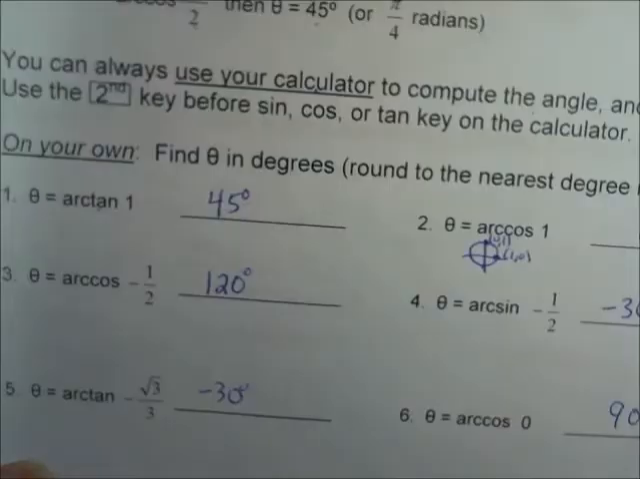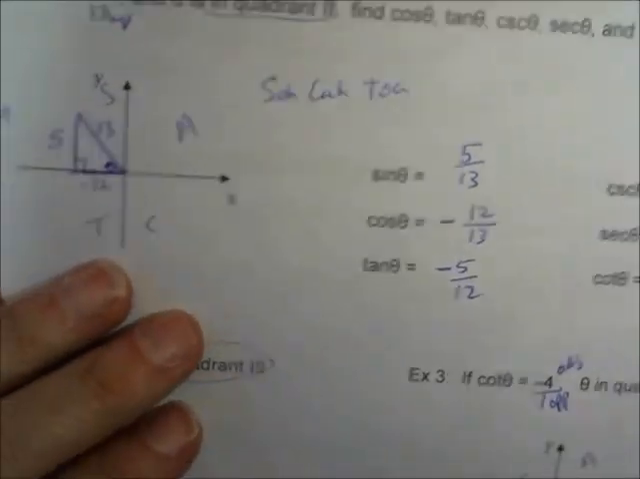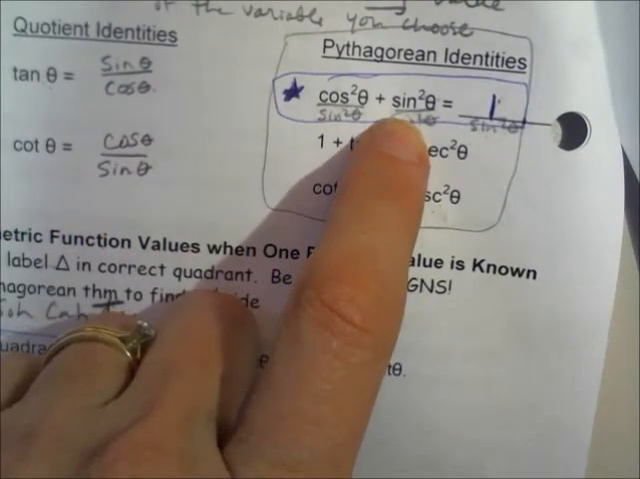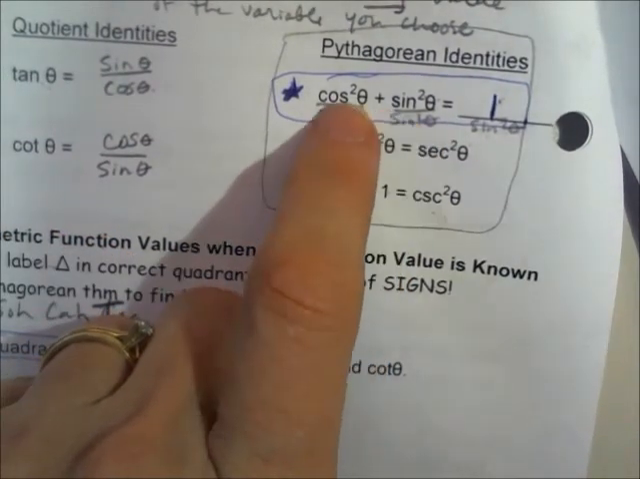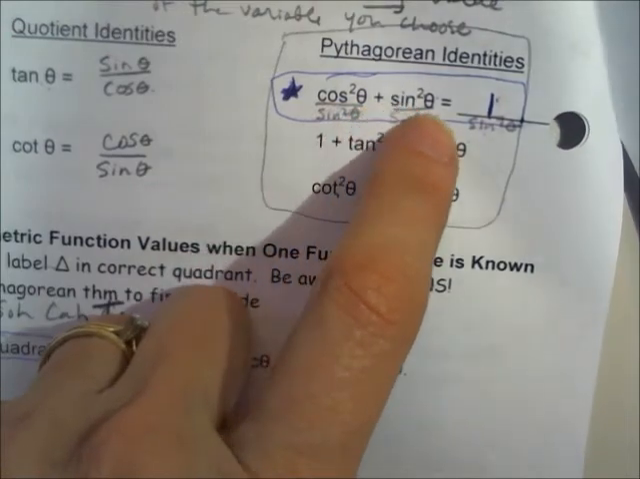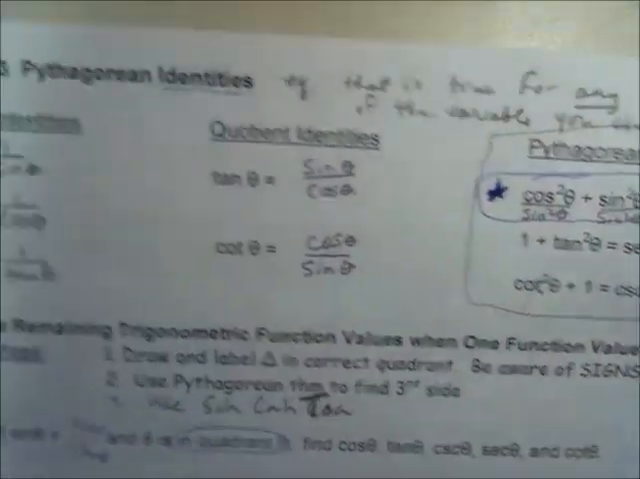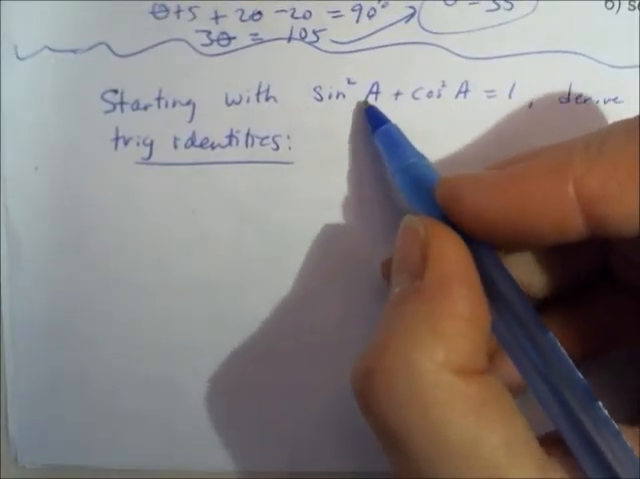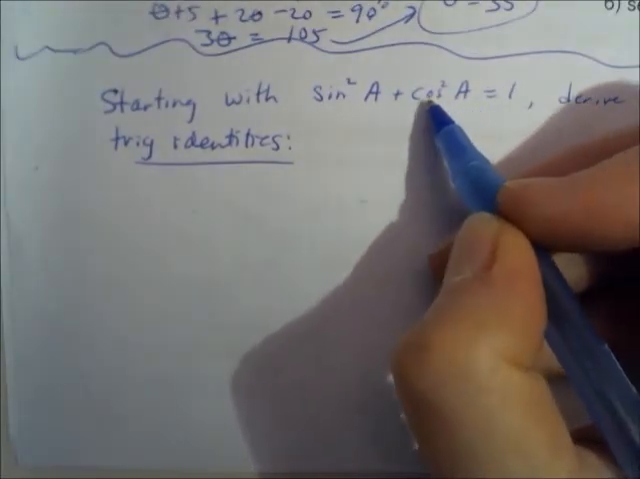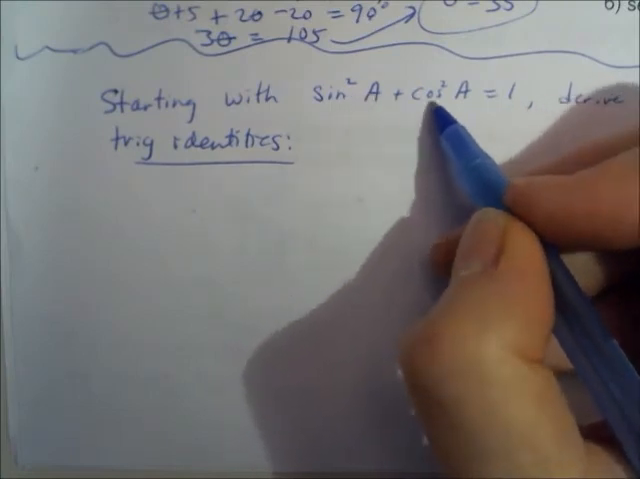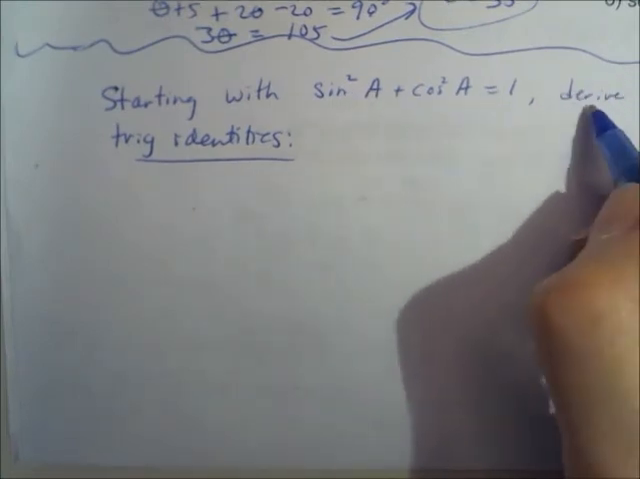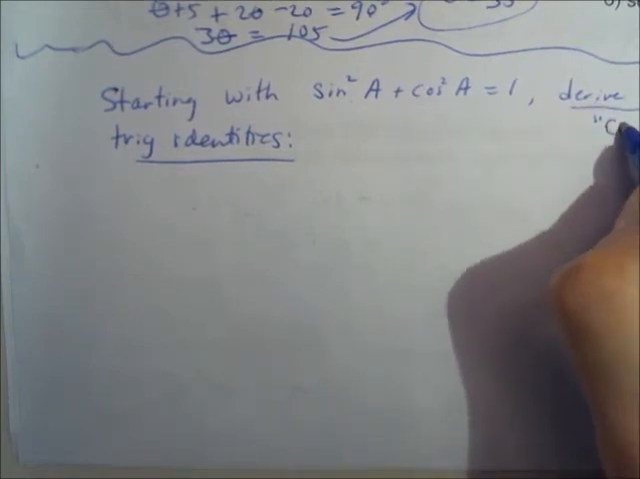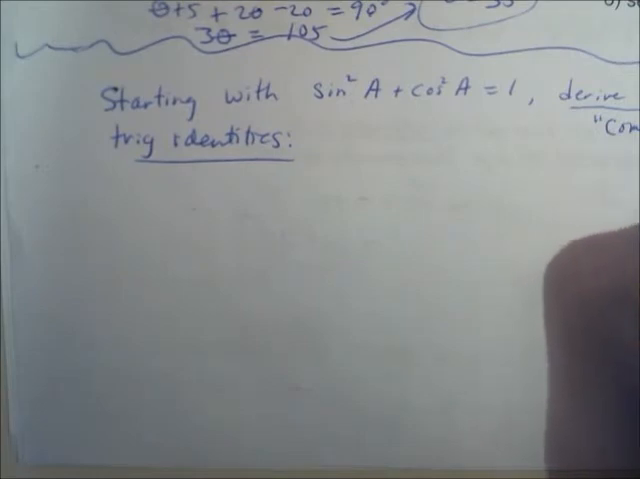There's a Pythagorean identity way back on page 4 of your notes, if you remember that. Cosine squared of an angle plus sine squared of the same angle is equal to 1. What I'm starting you off with is that Pythagorean identity. I'm just using a's instead of thetas. So if the sine squared of a plus the cosine squared of a equals 1, I want you to derive, which means come up with, the other identities.